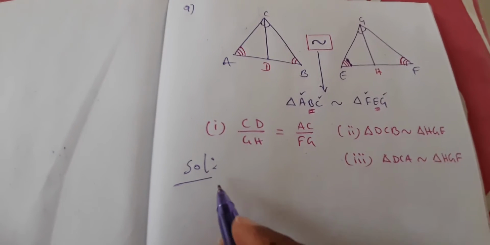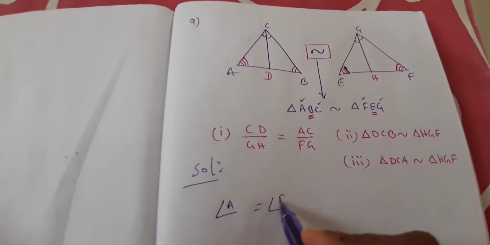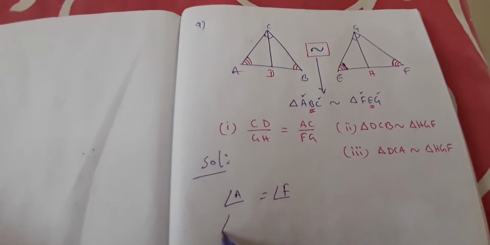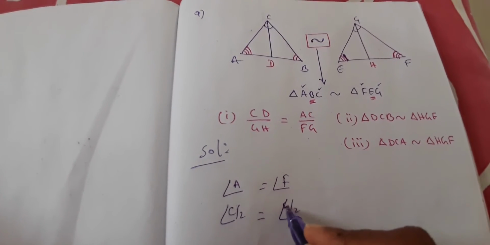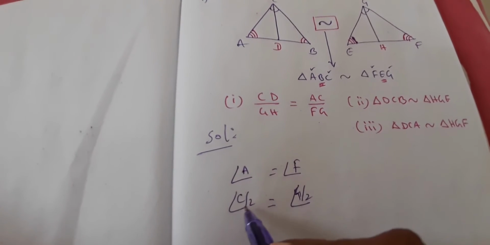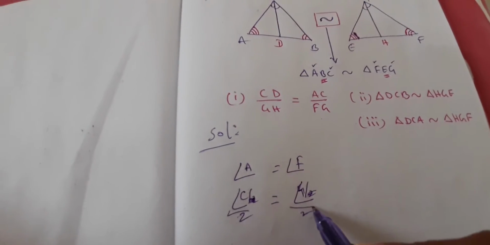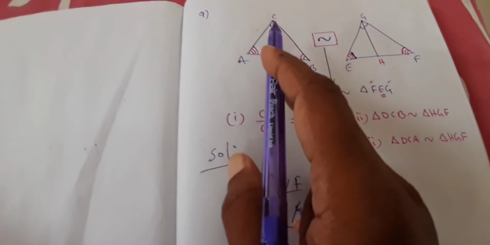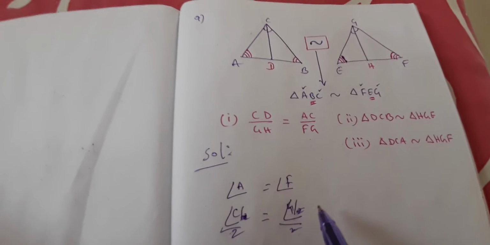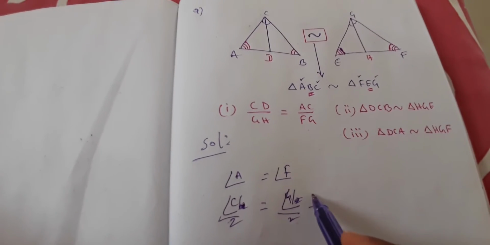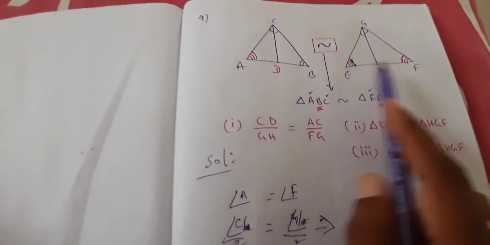by step. So solution, first one, angle A is equal to angle F. Is it not? Angle C by 2, which is equal to angle G by 2. Is it not? So I will write it as angle C by 2 by 2 outside. Angle G by 2. Angle C by 2 is equal to angle G by 2. Angle A is equal to angle F. So now this is equal to what? This means which particular angles we are taking? This triangle and this triangle.